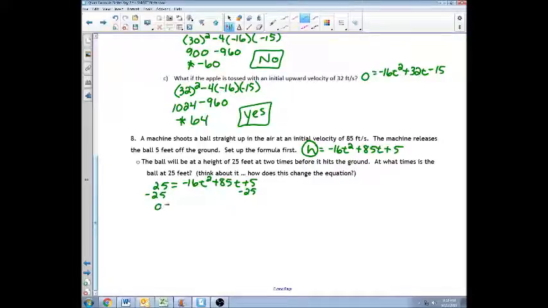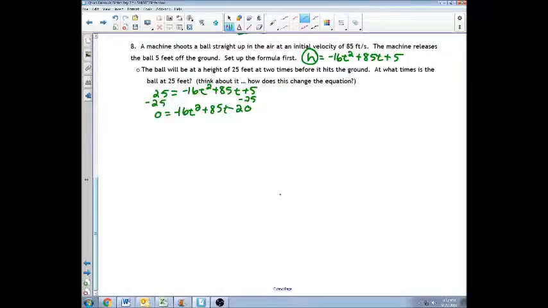So it would be 0 equals negative 16t squared plus 85t. Whoop, that's 85t, I apologize. Plus 5. No, I'm sorry. 5 minus 25 would be negative 20.